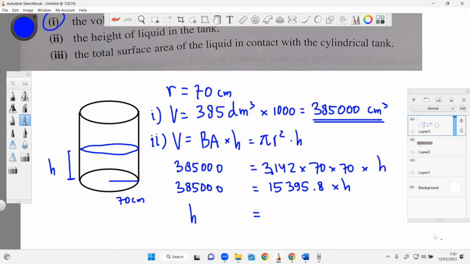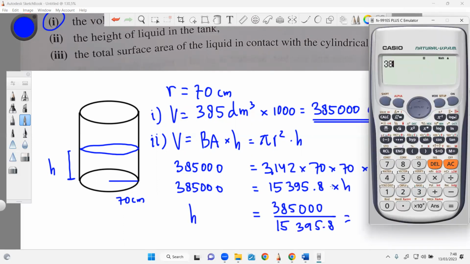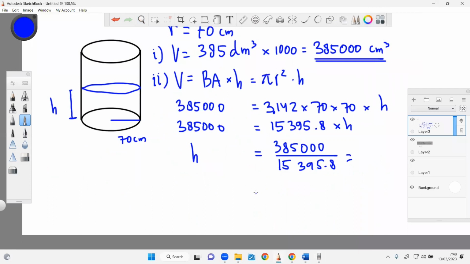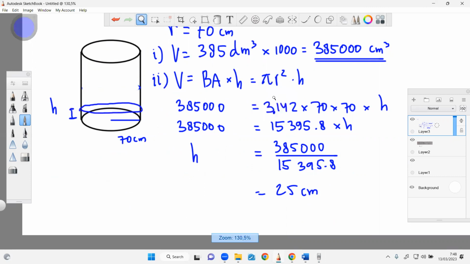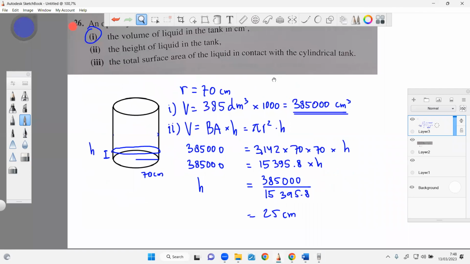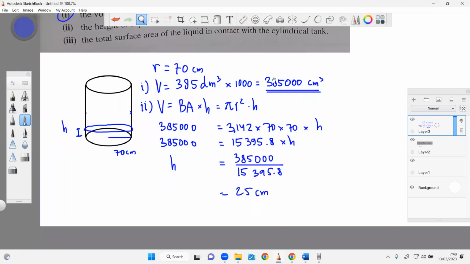Just divide, right? 385,000 over 15,395.8. Divided, the answer is 25. Very simple: 25 centimeter. It's not near the top. It's way below, because 70 is here, so 25 is about here. It's a small height. Part 3.